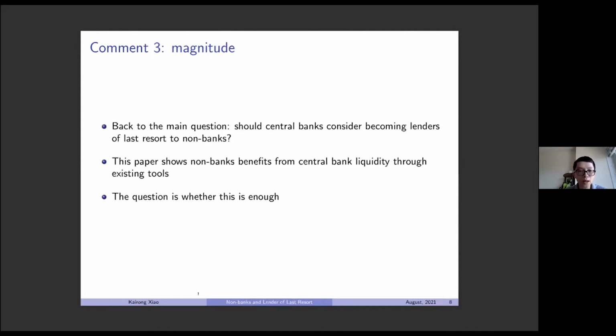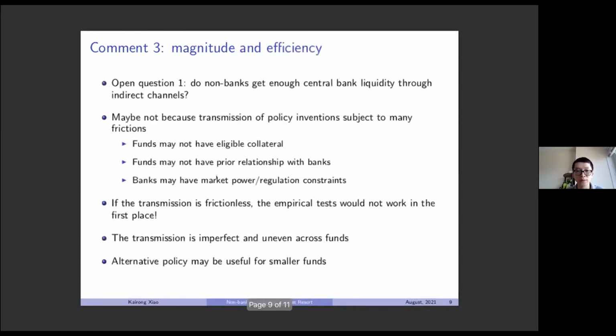My last comment is on the magnitude and efficiency of this channel. Back to the main question raised by this paper: should central banks consider becoming lender of last resort to non-banks? What the paper shows is that non-banks benefit from the existing tools, but the question is whether this is enough. I think it is a pretty open question. I do not expect the paper to provide a definite answer, but more effort along this line will definitely improve the contribution of this paper.